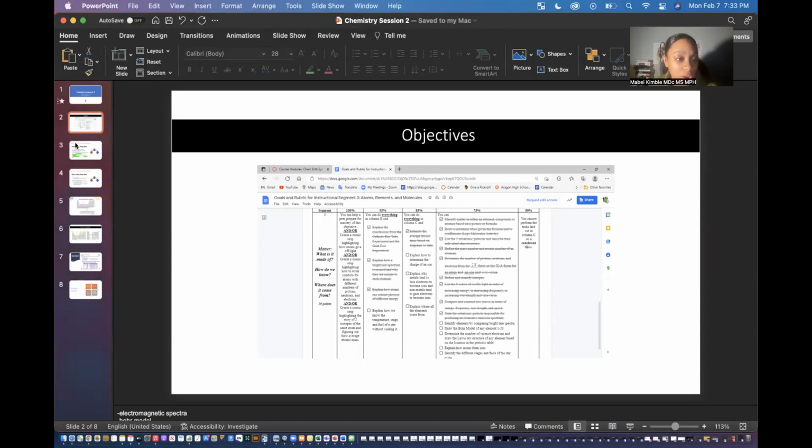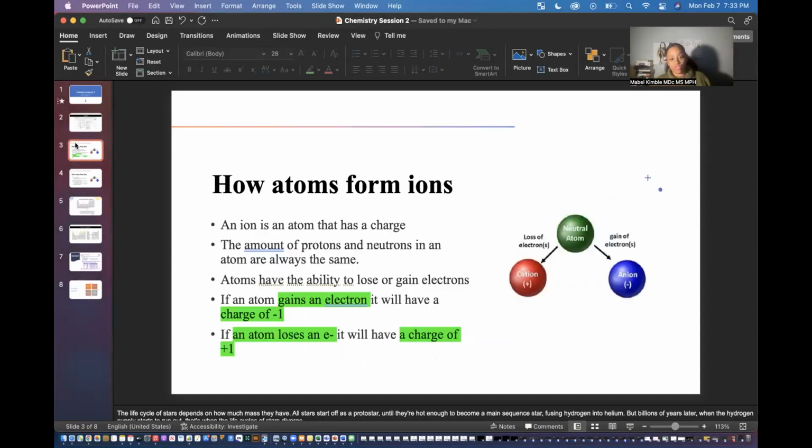All right, so let's talk about how atoms form. I'm going to take a step back and say, an ion is a charged particle, right? An ion is an atom, essentially, that is charged. Atoms have the ability to lose or gain electrons. I think this is something we've talked about.